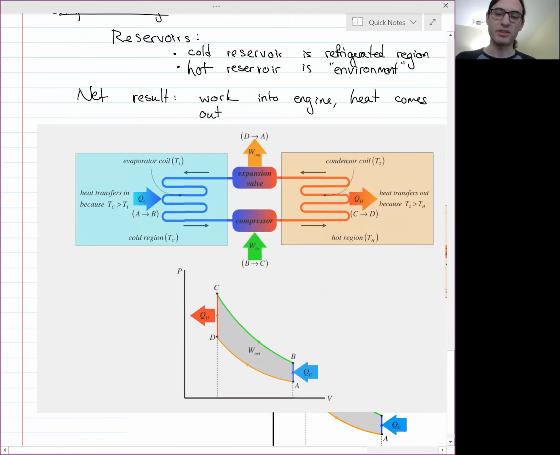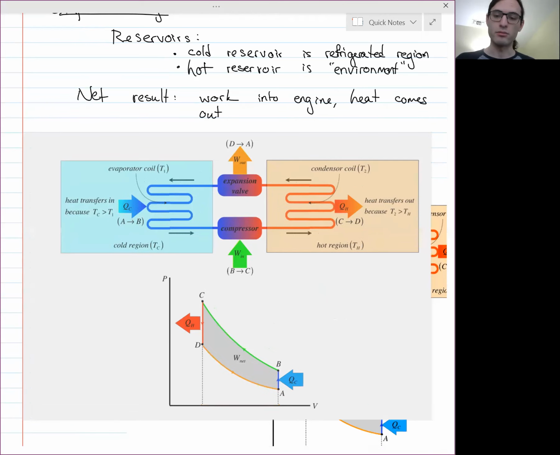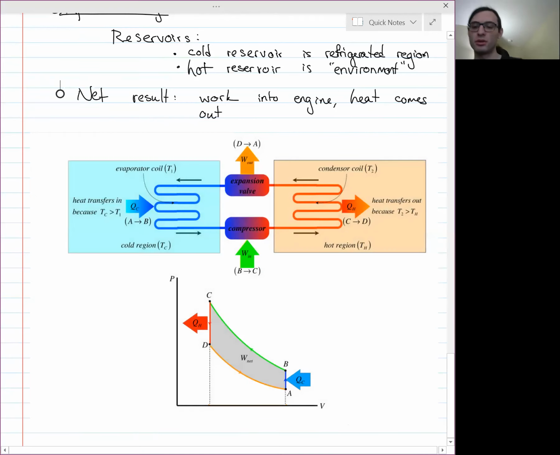Right, so the top is a diagram of basically what happens, and the bottom is a PV diagram. So let's just walk through this really quick. Let's start at A. A is basically here at the top. So you start off with some gas at some temperature T1. We're going to assume that gas is cold.